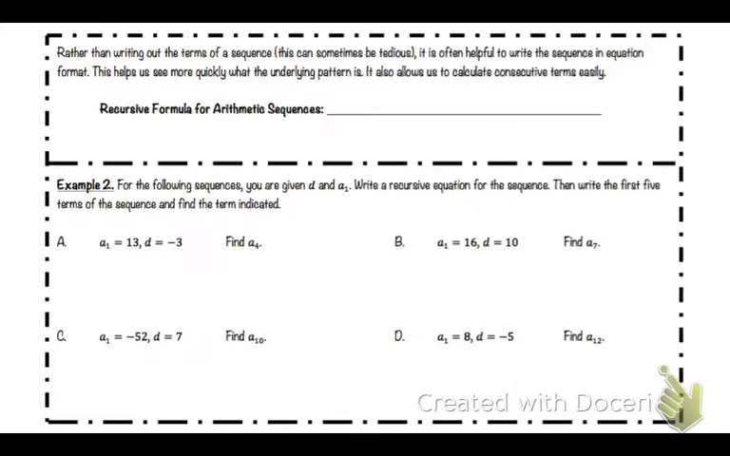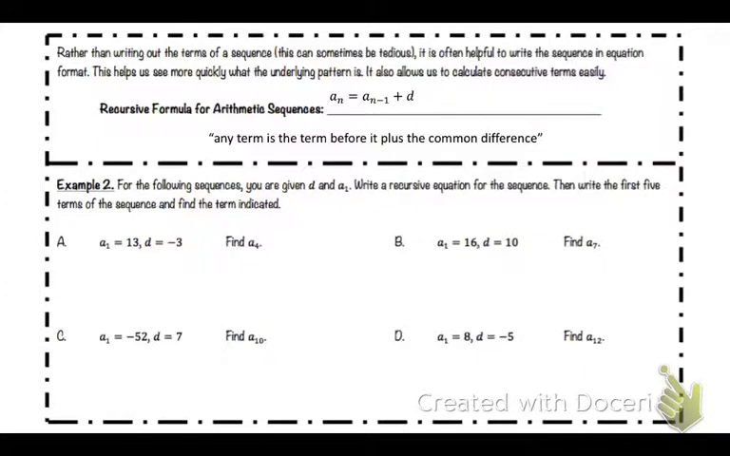Now, the recursive formula for an arithmetic sequence is A sub n, so whatever term you're trying to find, equals A sub n minus 1, so the term before it, plus the common difference. So any term is the term before it plus the common difference.